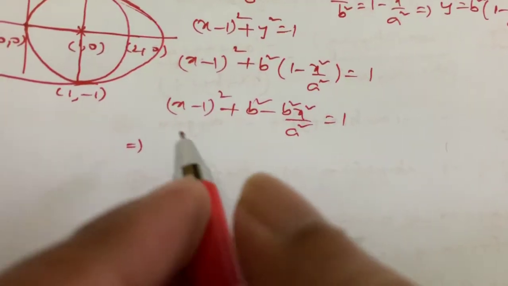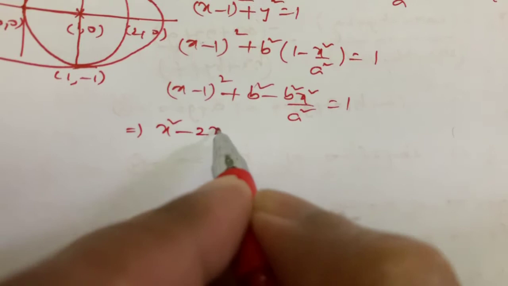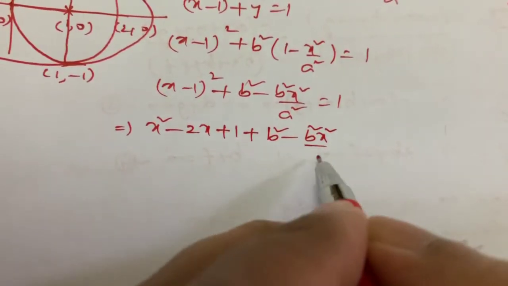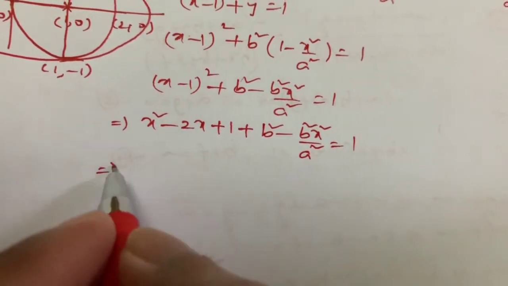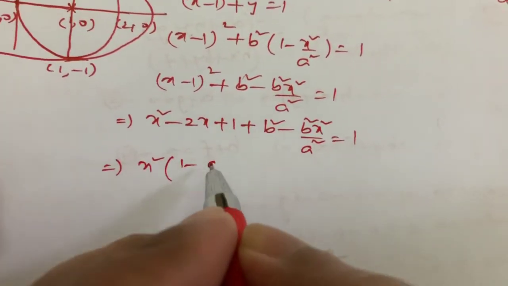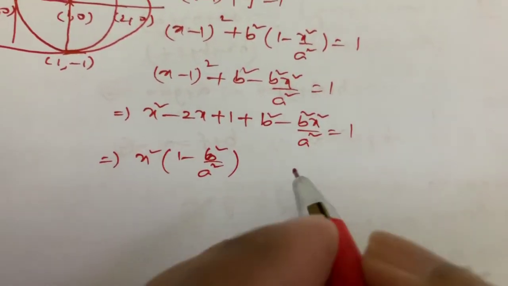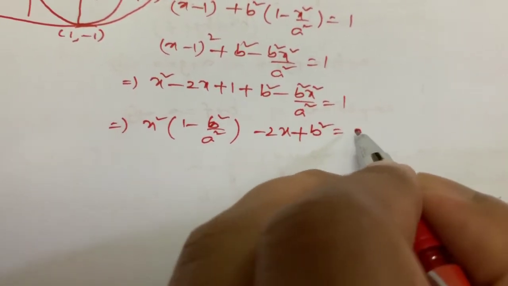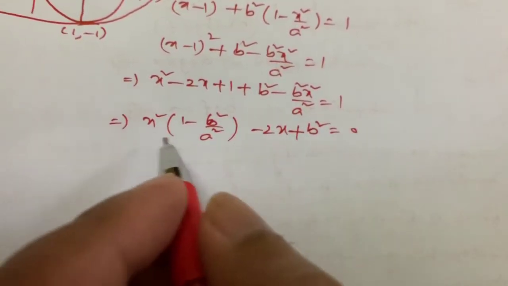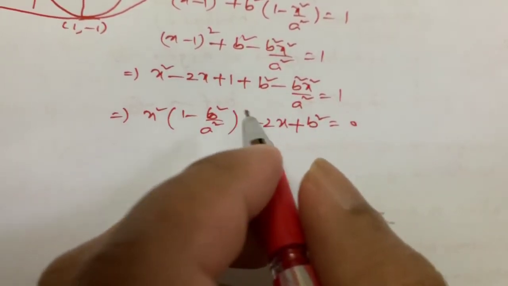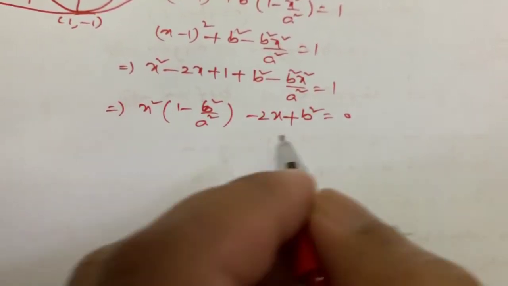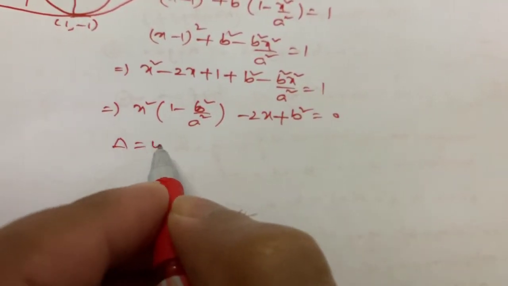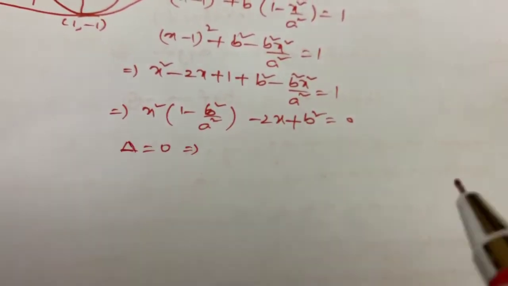So this is x² − 2x + 1 + b² − b²x²/a² = 1. So this is x²(1 − b²/a²) − 2x + b² = 0, right? So this is a quadratic equation in x. So this equation should have equal roots, right? Because they are touching. So as they are touching, delta should be equal to 0.